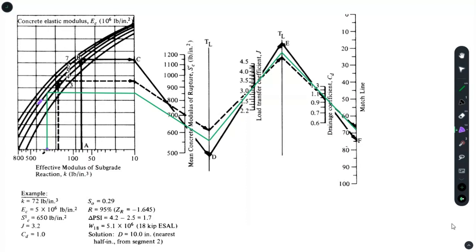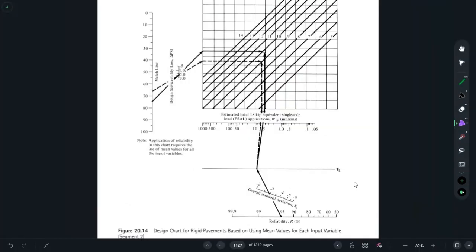How much will it be? Let's say 72. It's just a value, it doesn't have any unit. So from the previous chart, we got the value of the match line, which was 72. That might be somewhere between this 70 and this 80, maybe this point right over here, 72.